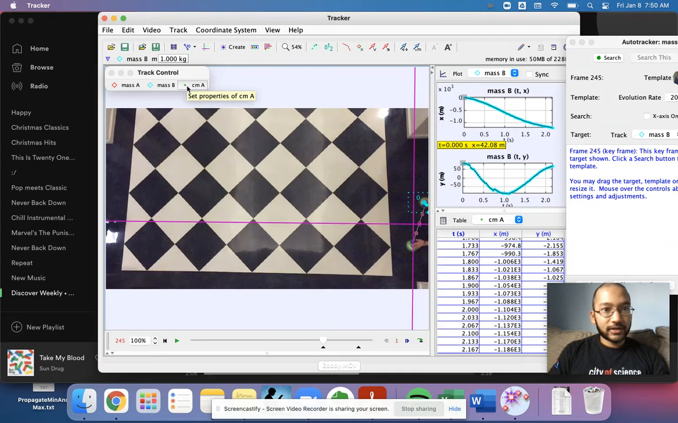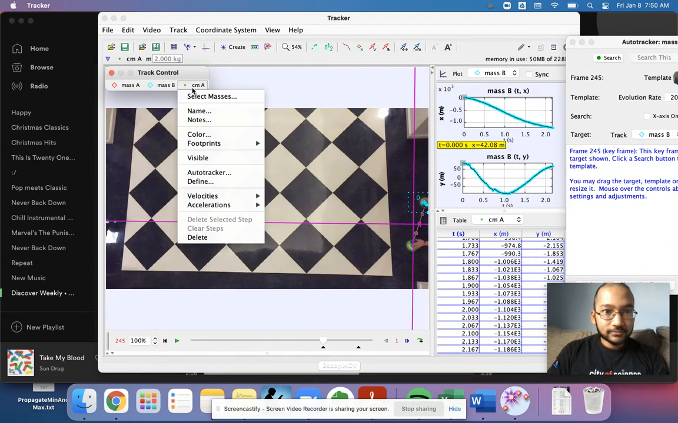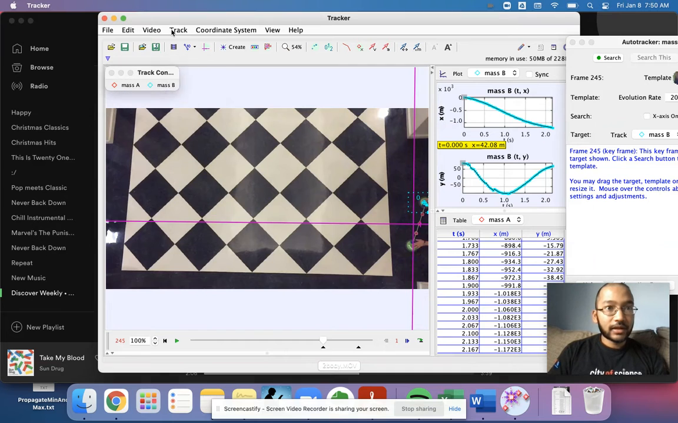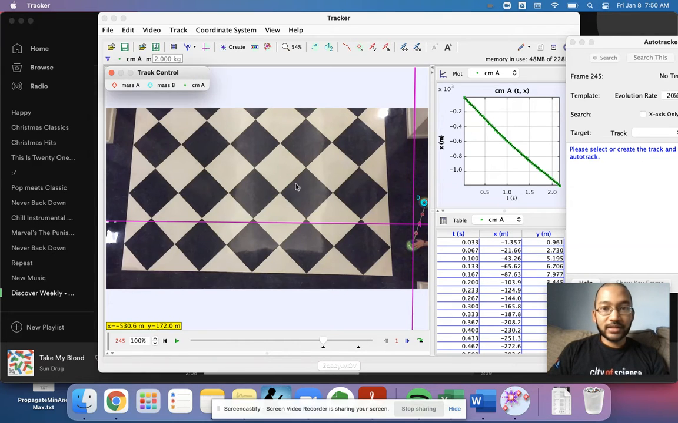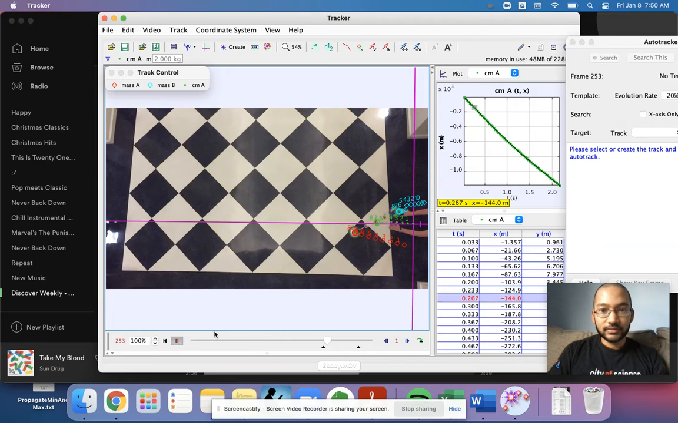So I've already kind of created it. Let me just do it again. I can go to New, Center of Mass. I can select the masses. Because they're both 1 kilogram, the center of mass will just be a point halfway between. And now see if you can tell the motion of it as it moves across.